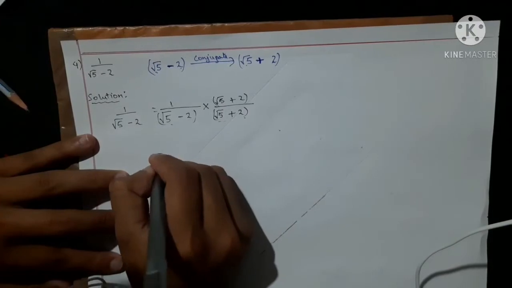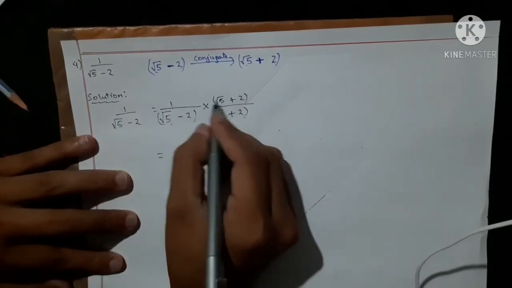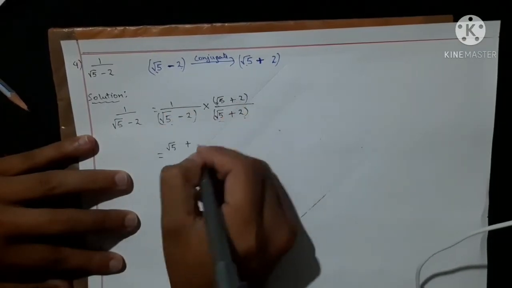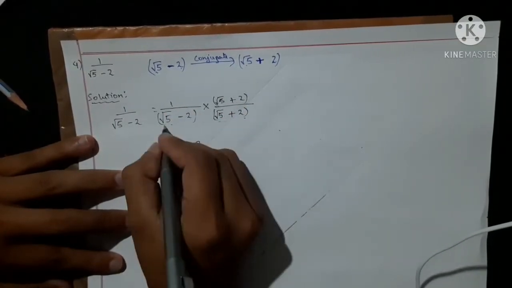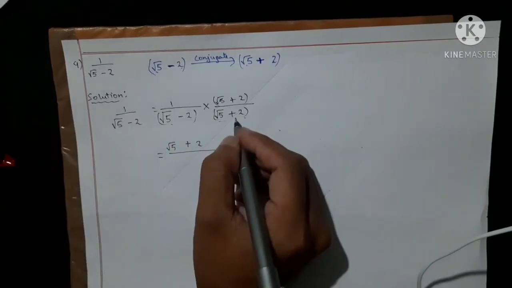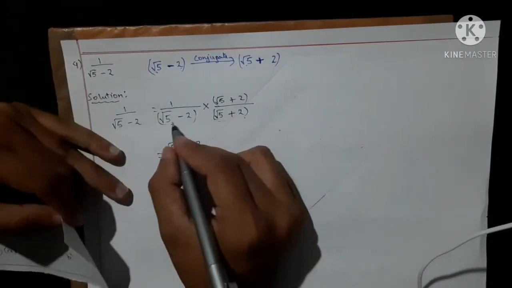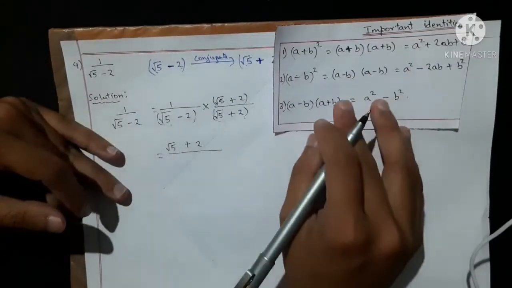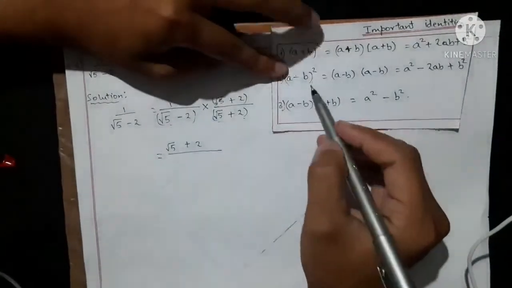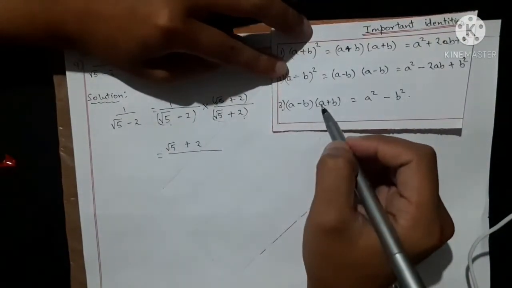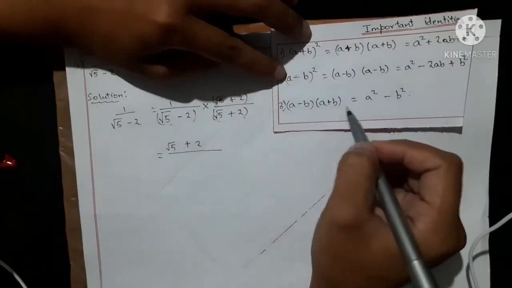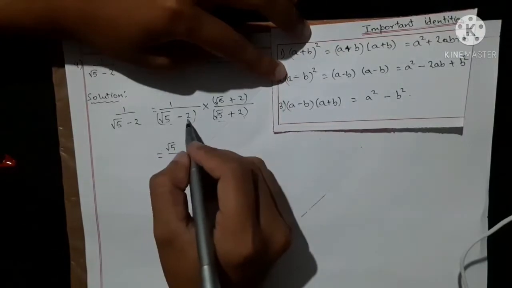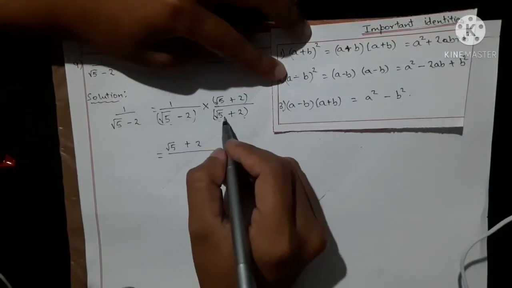And this equals how much? 1 multiply square root 5, we get square root 5, plus 1 multiply 2, we get 2. And in the denominator, simplifying this, we must know the identities. Here are the three very important identities which I have given you in the notes also. You must remember them by heart. So here I have square root 5 minus 2 multiply square root 5 plus 2.